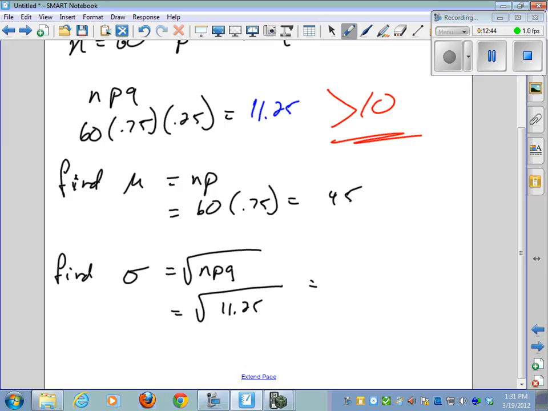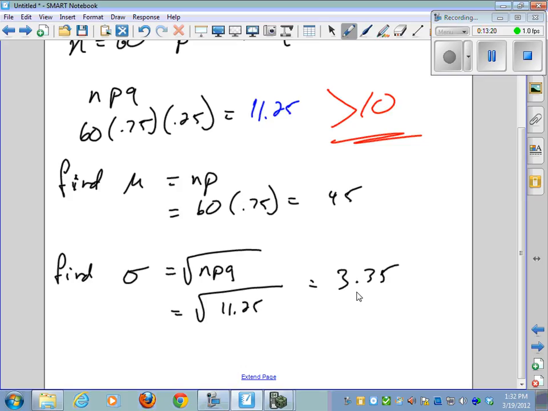Oh, is that the NPQ shortcut you were giving us? Yes, it is. Would the answer be 3.35? Square root of 11.25, 3.35, right? It's 3.35. So what that means is the standard deviation is how much the data is spread out. Some days she's going to get more than 45, some days less than 45, but most of them are going to be within plus or minus 3 free throws.